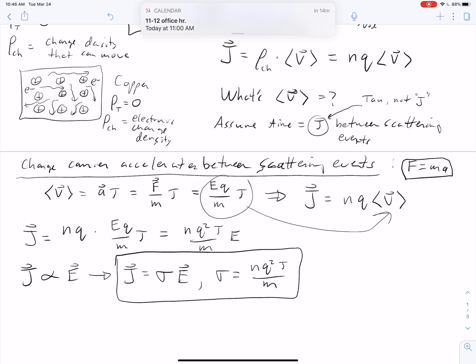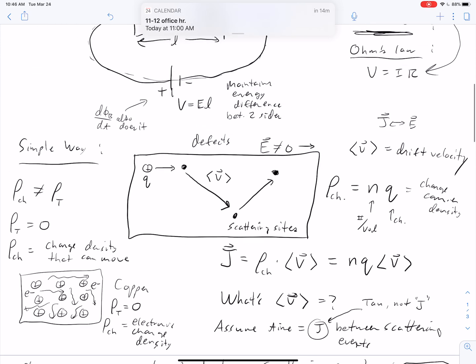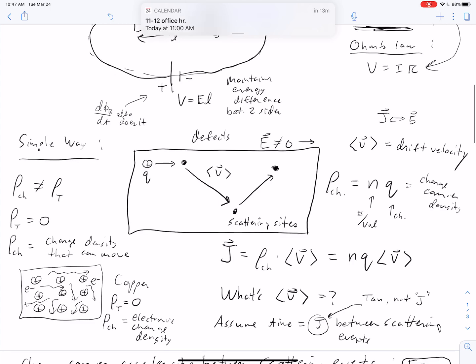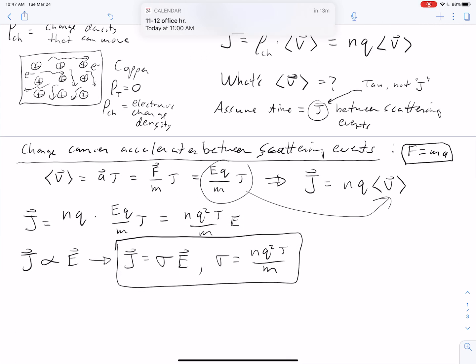And it's saying that under this condition, which is, let's go back to the condition. Under this condition here, where we have the electrons bouncing on these scattering sites, then this condition leads to J being proportional to the electric field. The current is proportional to the electric field. And the constant of proportionality is sigma. And what did we call sigma? Well, sigma we call conductivity. That's what conductivity is. And so conductivity is nq squared tau over m.